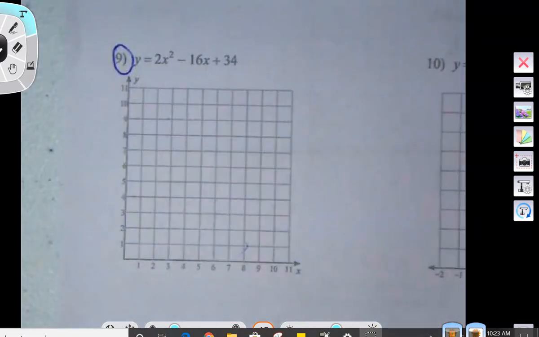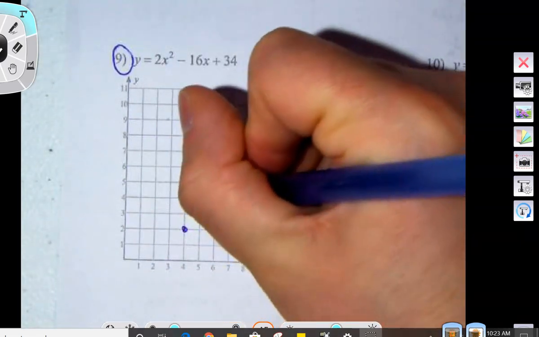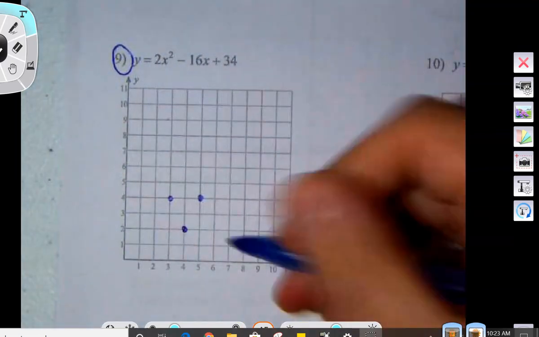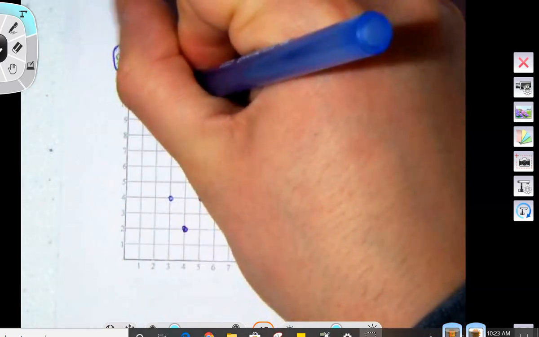So we can go ahead and graph those. So 4, 2, 5, 4, 3, 4, and 6, 10. And we also have 2, 10.